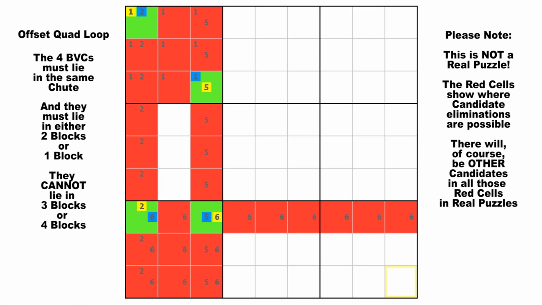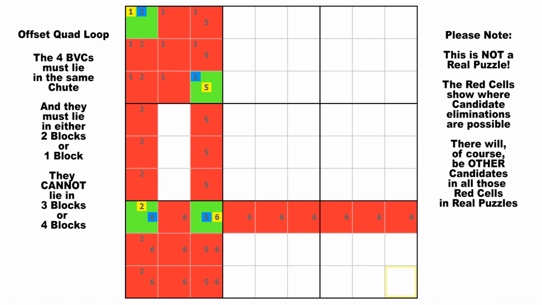So I am going to show you the basics along with a few variations, and then you will have to be creative and use your imagination to apply all these techniques to actual puzzles, okay? Once you understand the logic behind them and how they work, it shouldn't be too difficult. You can do it. I have faith in you. All right, that's how an offset quad loop works.